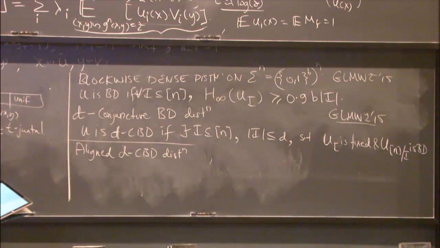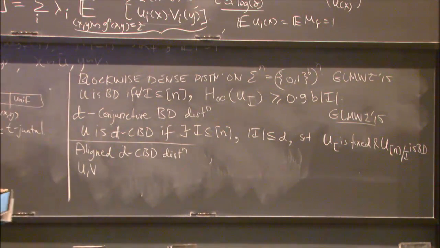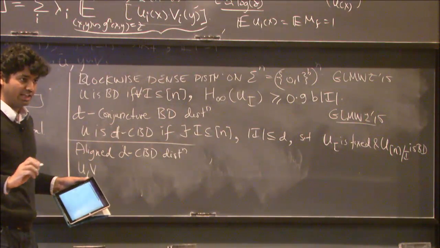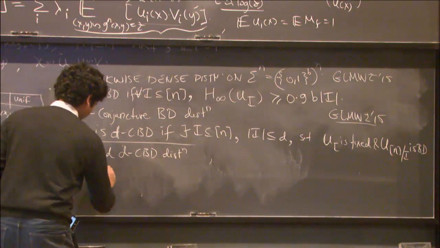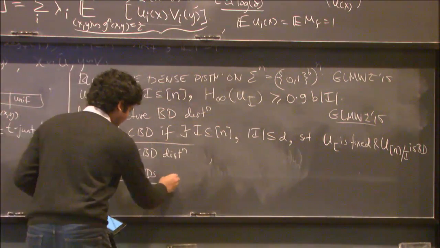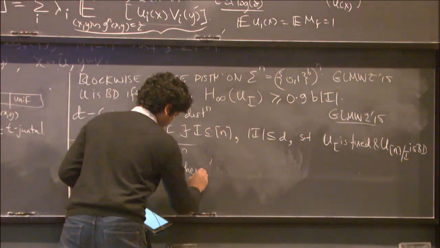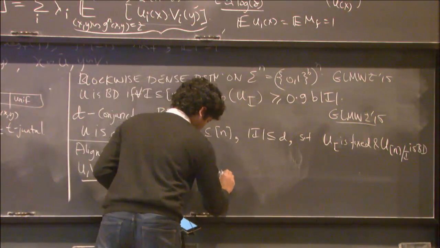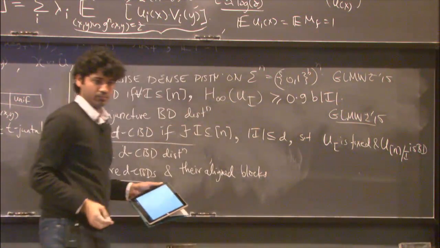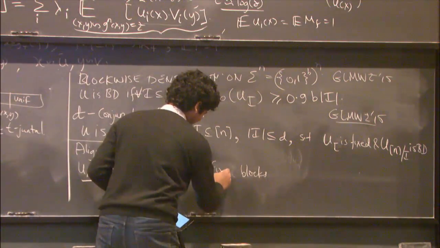Okay, so far things were about a single distribution. Now I'm going to have a pair of distributions U, V. I'm going to say that they are aligned D CBD if first of all they are individually D CBDs, and their fixed blocks are aligned.